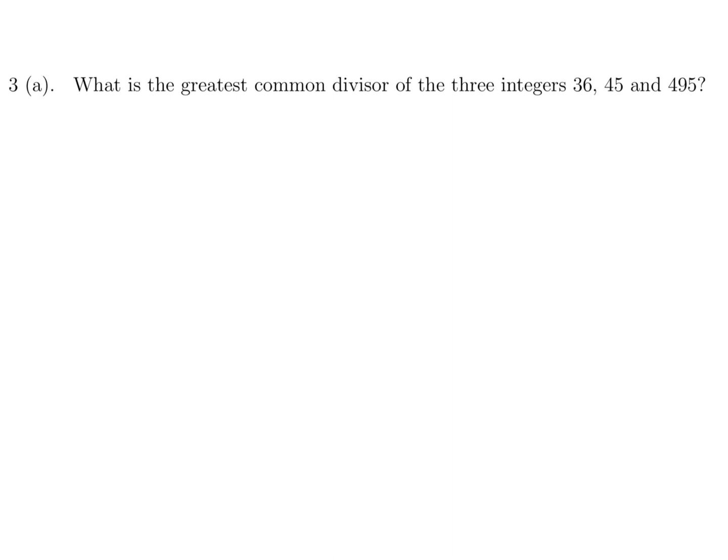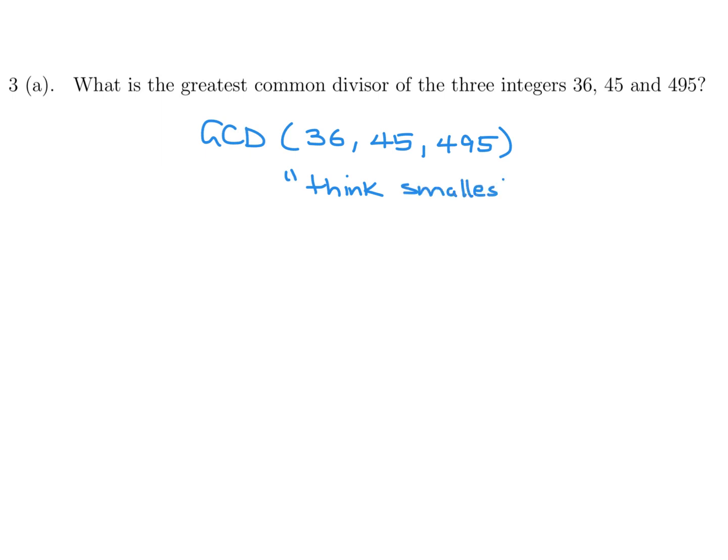What is the greatest common divisor of the three integers 36, 45, and 495? So we want the GCD of 36, 45, and 495. In GCD questions, greatest common divisor questions, you think smallest, interestingly. And I'll explain what I mean by that.